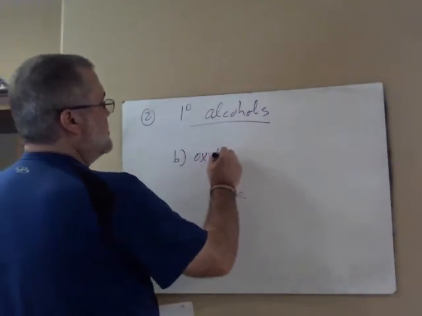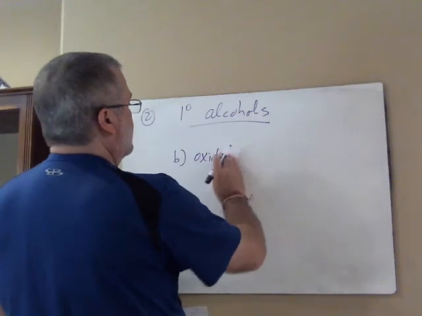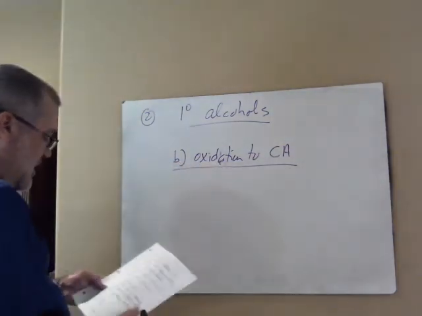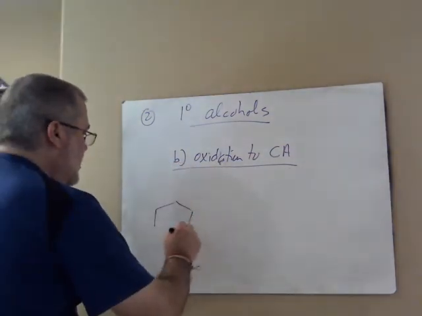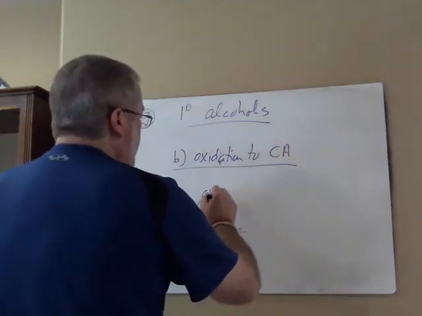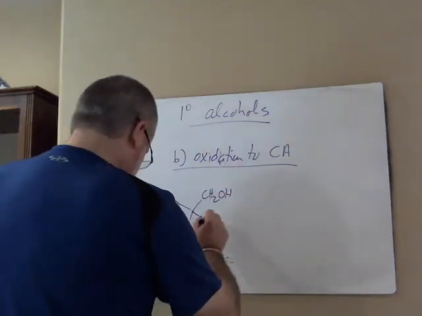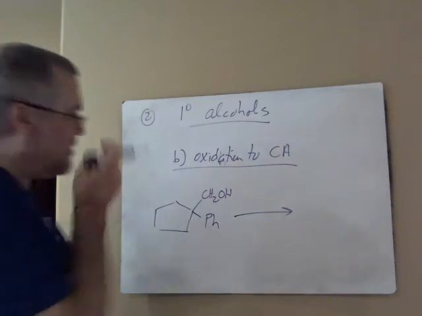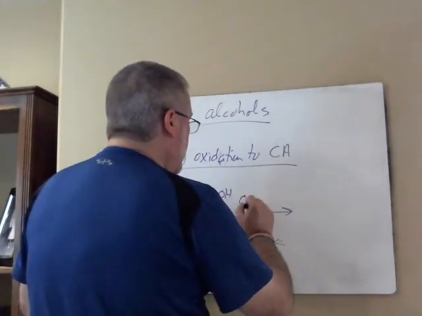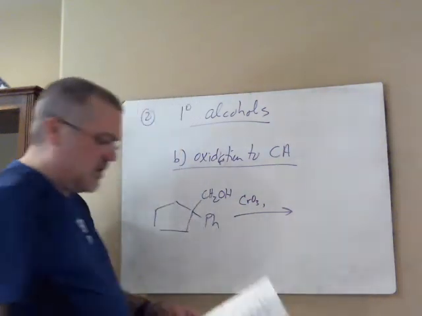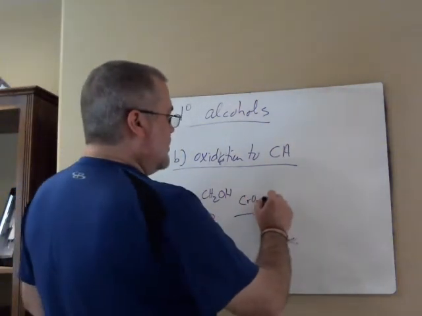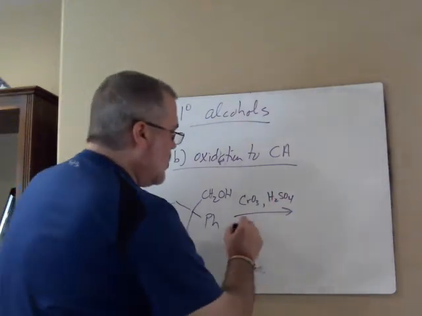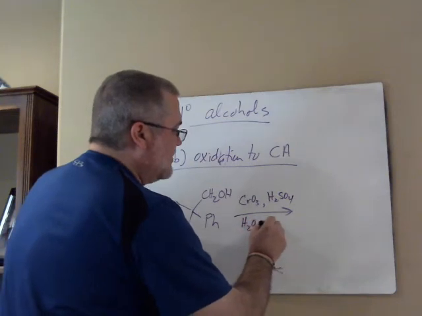So let's say oxidation to the carboxylic acid. And here we can take our primary alcohol, and let's just use this example. And we're going to treat it with chromium trioxide, so the non-poisoned. Now, usually when you use chromium trioxide, you're also using it in sulfuric acid, which is just part of the solvent, water, and acetone.